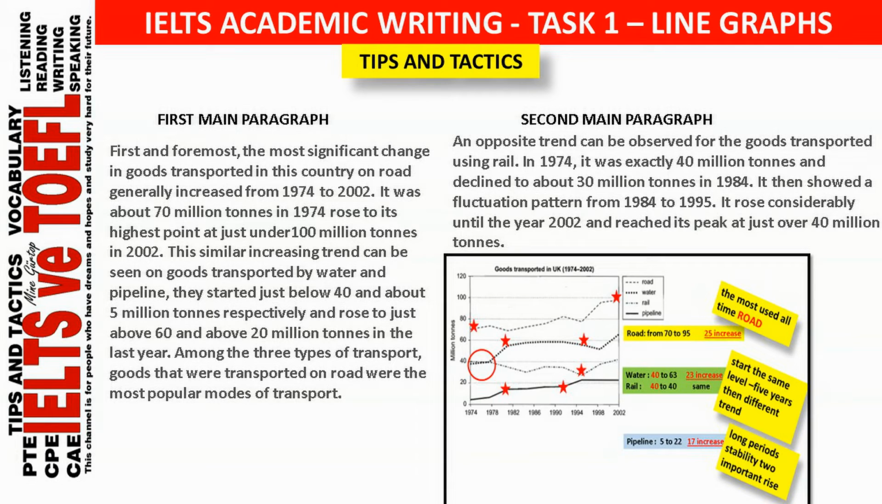An opposite trend can be observed for the goods transported using rail. In 1974, it was exactly 40 million tons, and declined to about 30 million tons in 1984. It then showed a fluctuating pattern from 1984 to 1995. It rose considerably until the year 2002 and reached its peak at just over 40 million tons.